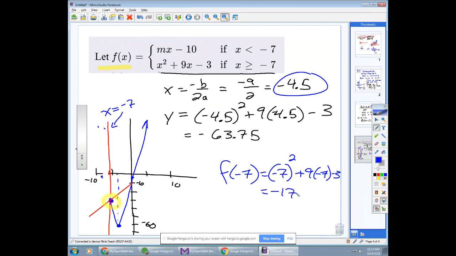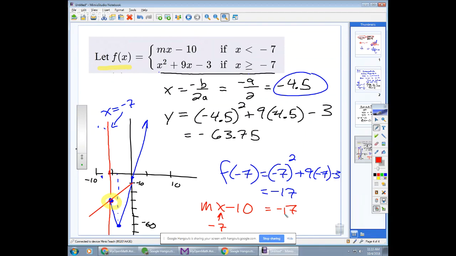All right, so if that's -17, we just need the other one to match there. So for us, we need our mx minus 10 to equal -17 when x is -7. You wrote -7 equals -7. Oops, I missed the one there. There we go. So you see what you need to do next?